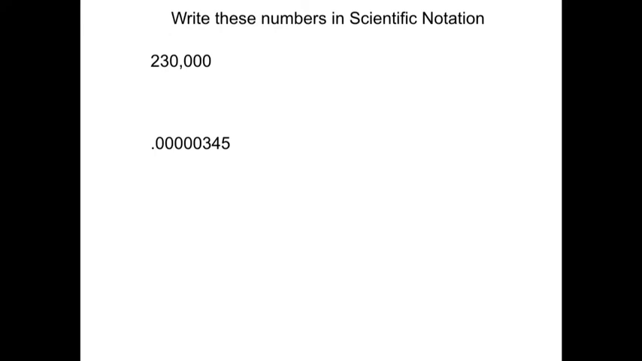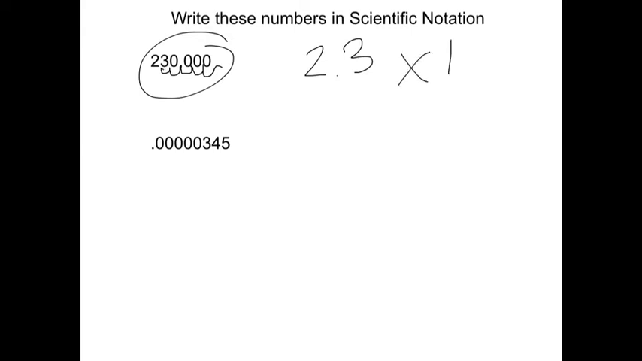So my goal is to get a number between 1 and 10, so that would be 2.3, the only number in this number right here where I can move a decimal point and get a number between 1 and 10. I start at the end of the number and I move my existing decimal point, which I don't see because it's invisible, 5 places in. So it would be 2.3 times 10 to the 5th.